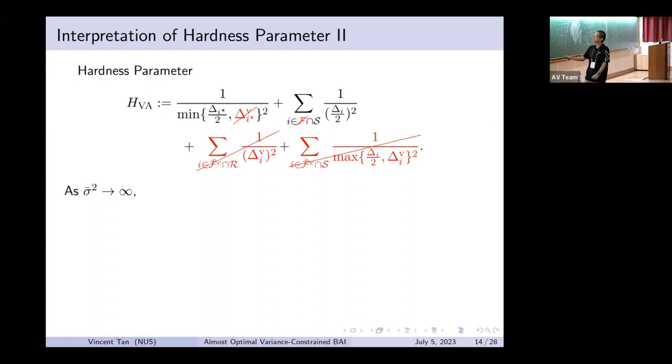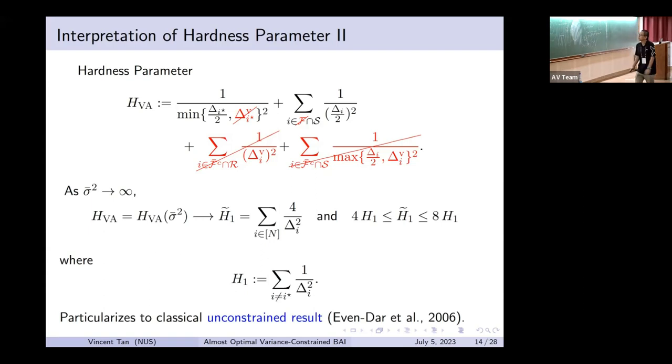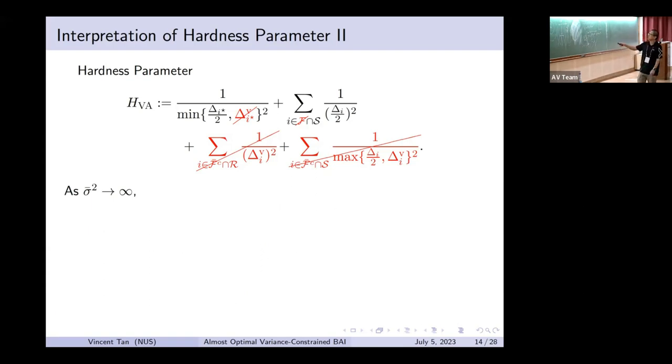As sigma becomes too large, all these terms vanish. Why do all these terms vanish? Because everything is bounded. Yeah, exactly. So the bound is 1/4. I think we assume the bound on the random variables is 0 to 1, so the variance is at most 1/4. So as the permissible upper bound of variance tends towards 1/4 plus epsilon, that's enough.